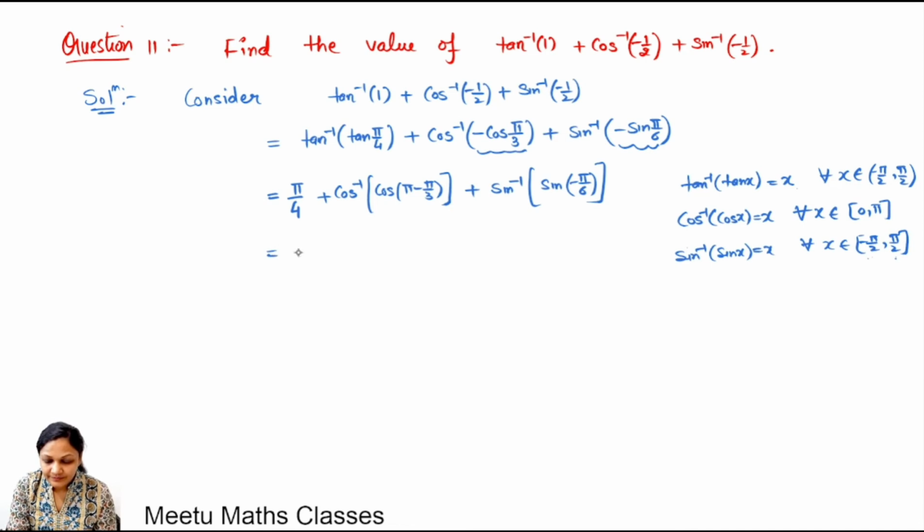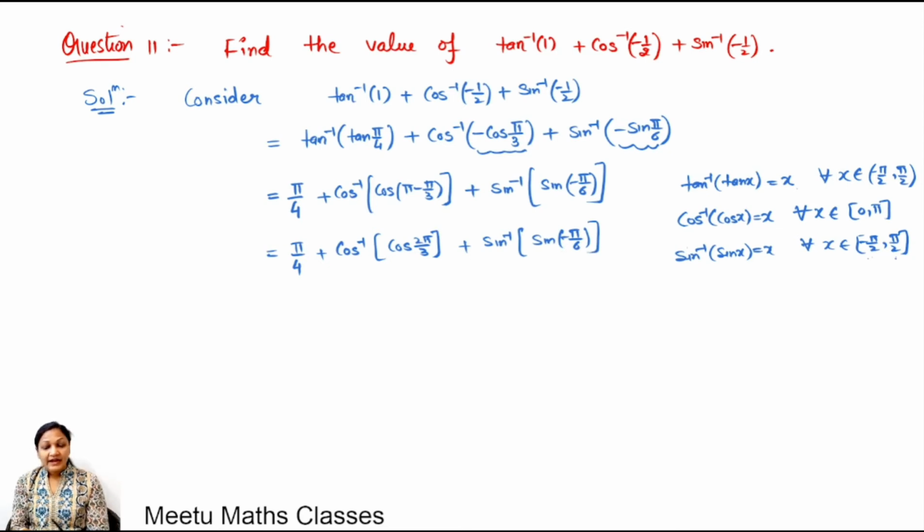And now this will become cos inverse of cos 2 pi by 3 plus sin inverse of sin minus pi by 6. And 2 pi by 3 lies between 0 to pi. So cos inverse of cos 2 pi by 3 is equal to 2 pi by 3. And minus pi by 6 belongs to minus pi by 2 to pi by 2. So this can be written as minus pi by 6.